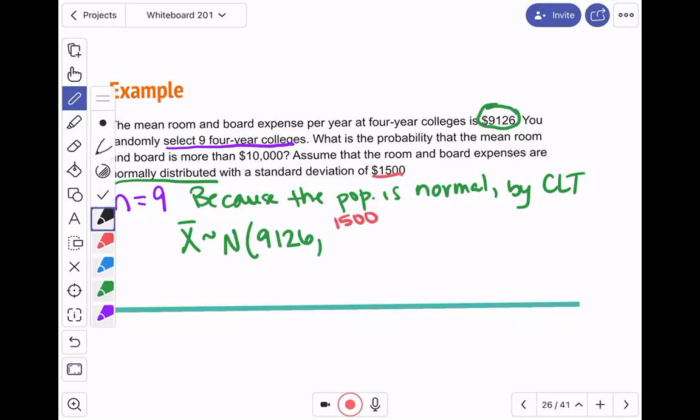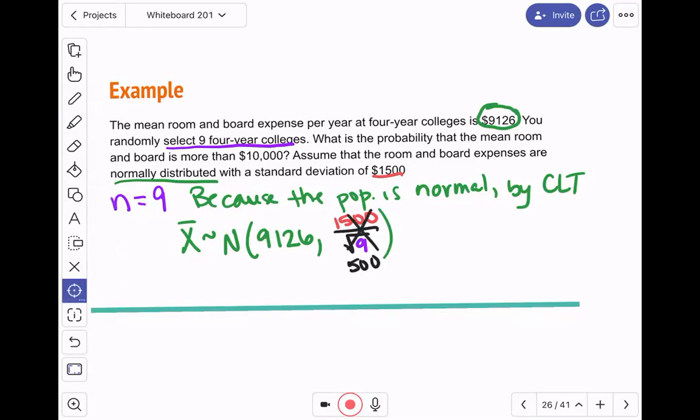I have to divide that by what though? What do I divide that by? The square root of 9, which is 3. Good. 1,500 divided by 3 is 500. So this is just 500.